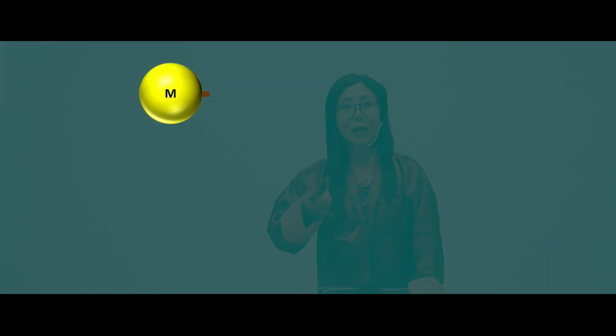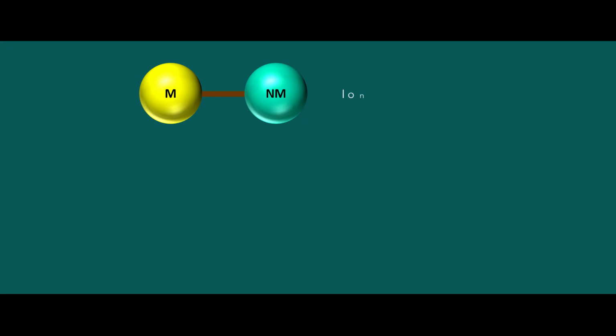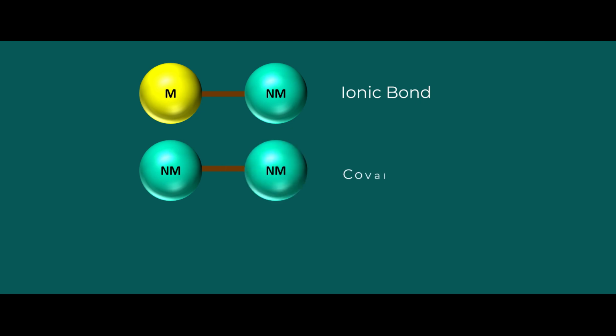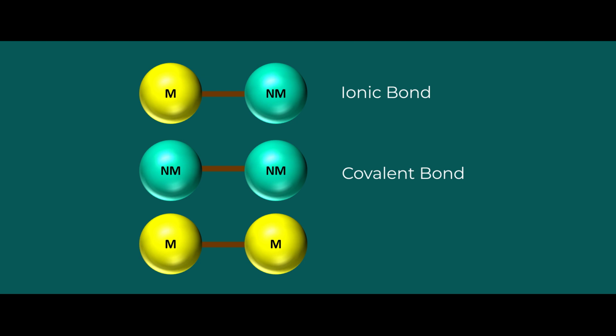Now, look at this. Metal to non-metal. What type of bond is formed? Ionic bond. Non-metal to non-metal. What type of bond? It's a covalent bond. And now look at this. What type of bond will be formed here? Metal to metal. Guess? Okay. It's a metallic bond. Now let us look at what a metallic bond is.